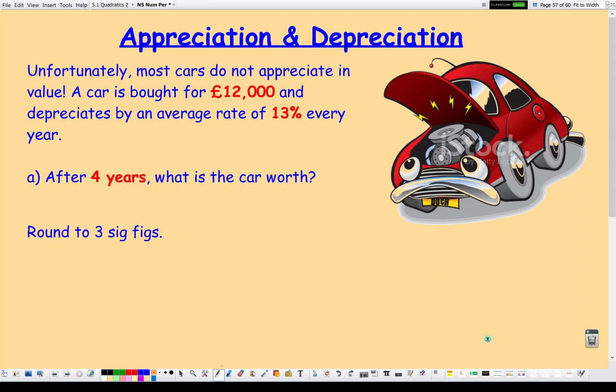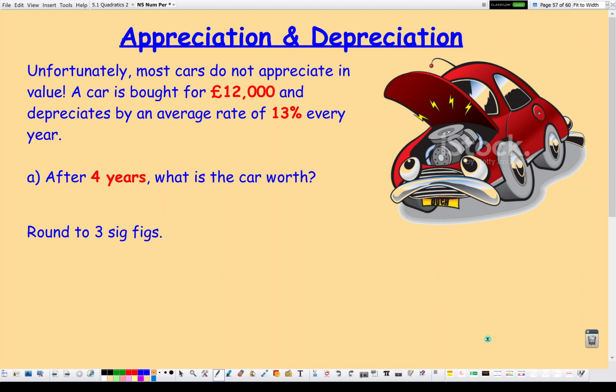So in this example, we've got a car bought for £12,000 and it depreciates by an average rate of 13% every year. Now, in reality, it's a flattening out curve that depreciates a lot early on in the first year, then it depreciates again, but not quite as much, and not quite as much the following year. So it wouldn't be a straight line going down, but we're saying that it depreciates by an average rate of 13% every year. And we're asked what would be the value in 4 years' time, rounded to three significant figures.